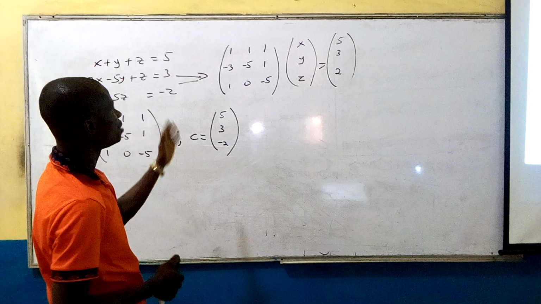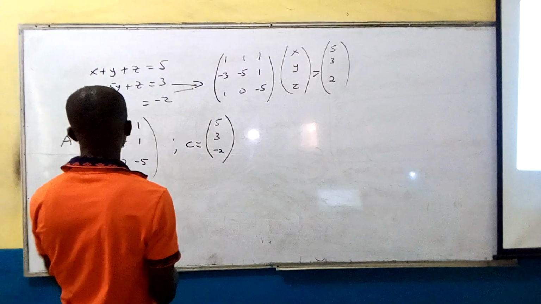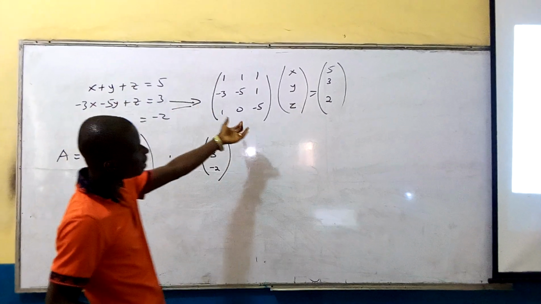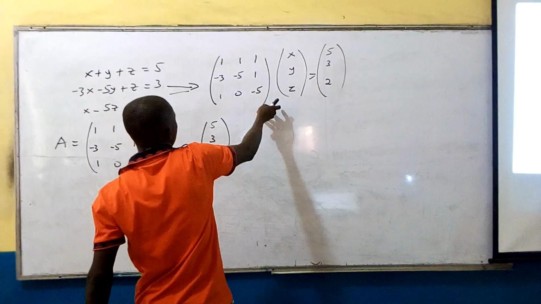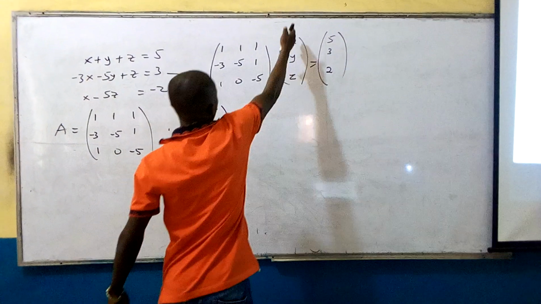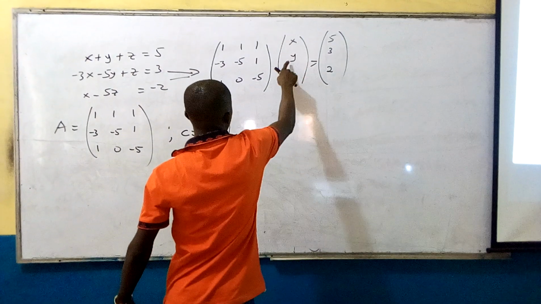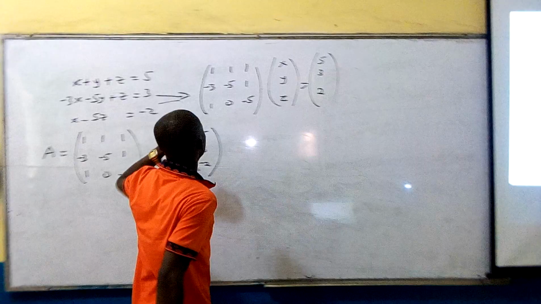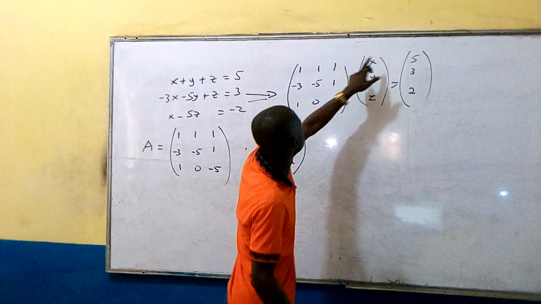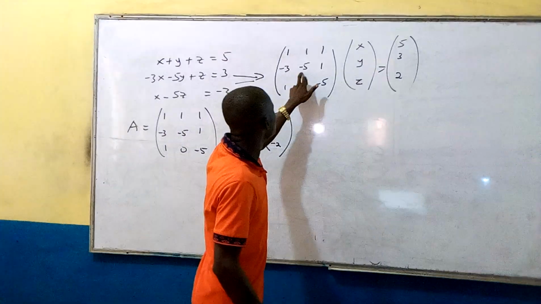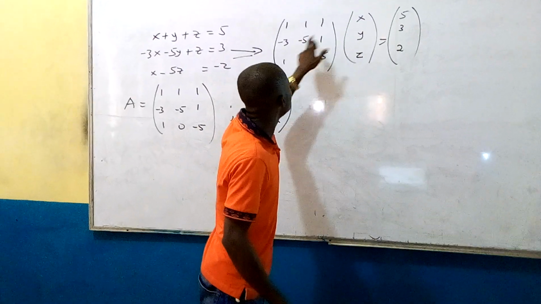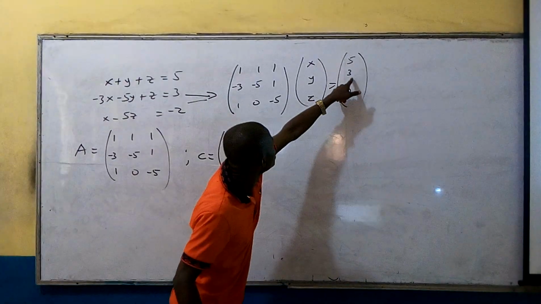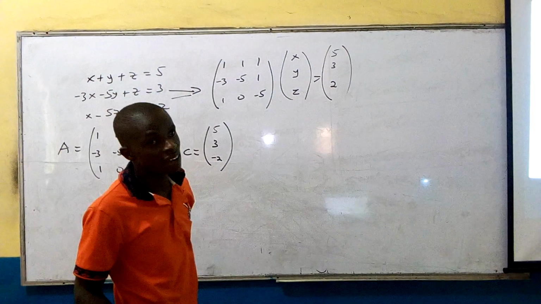Okay. So that means we've written systems of equations in a matrix form. When you do matrix multiplication, the first row times the first column, you have x plus y plus z, and that's what we have. It's equal to 5. Then the next row, you have negative 3x plus negative 5y plus z, right? Is equal to 3, and that's what we have.